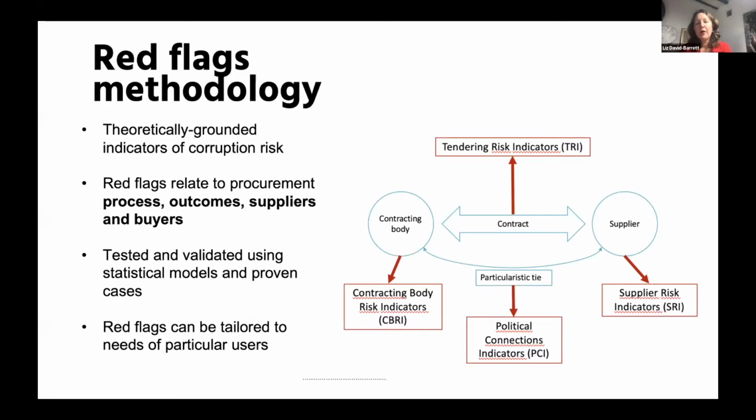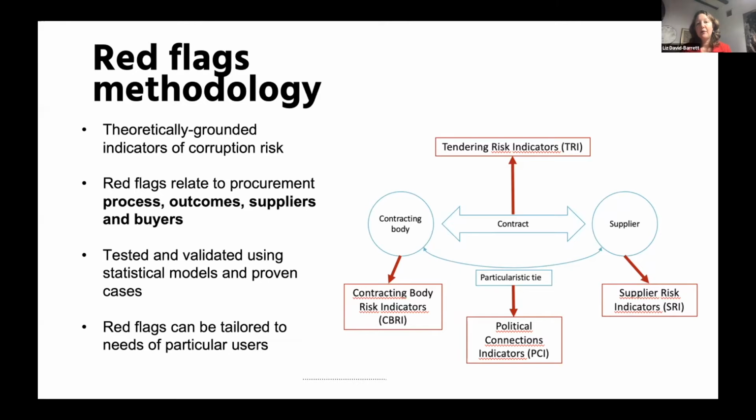So to tell you a bit more about the methodology, it's theoretically grounded, so grounded in our latest thinking about where corruption risks are likely to occur in the process, where there is, for example, little competition, where there are high levels of discretion. And then we've got red flags that relate to different aspects of the procurement process and the actors.